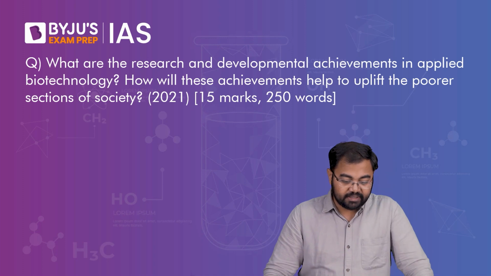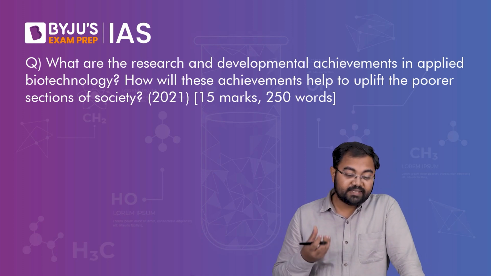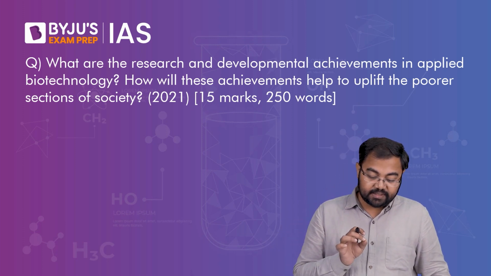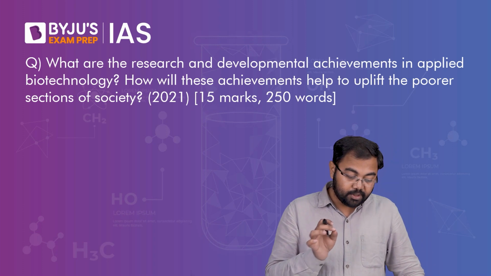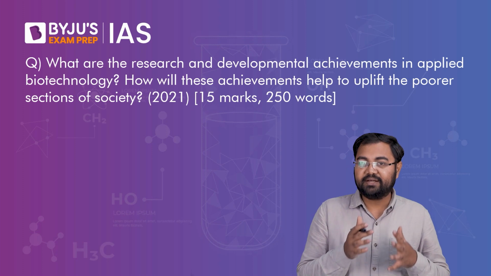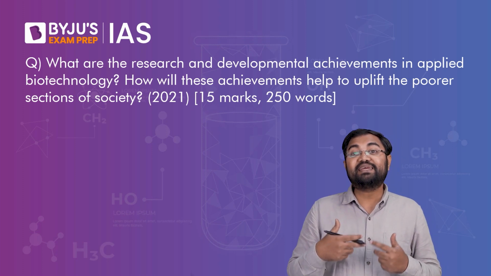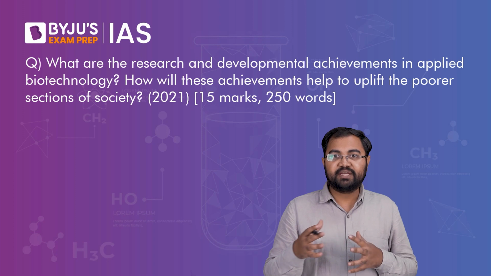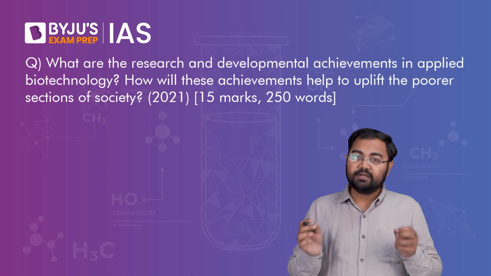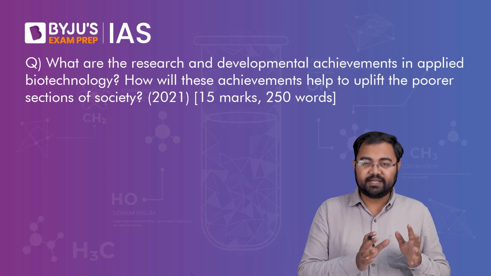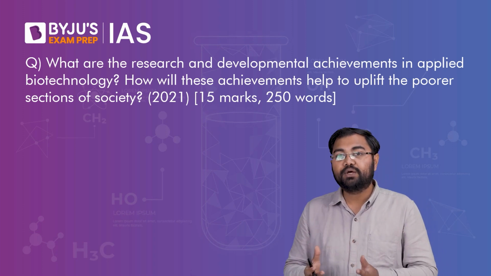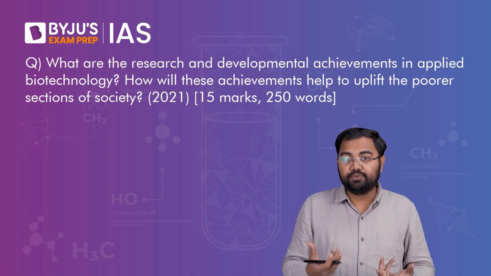Another question, something that we discussed as well: what are the research and developmental achievements in applied biotechnology? How will these achievements help to uplift the poorer sections of society? Again, a very direct question. We are directly looking at a question based on all the applications of biotechnology. Application-wise, there are various sectors, and in each sector there are multiple different ways in which biotechnology might help. This is basically what you have to write about and nothing else. An easy question, and then you have to link it with how it helps to uplift the poorer section of society.